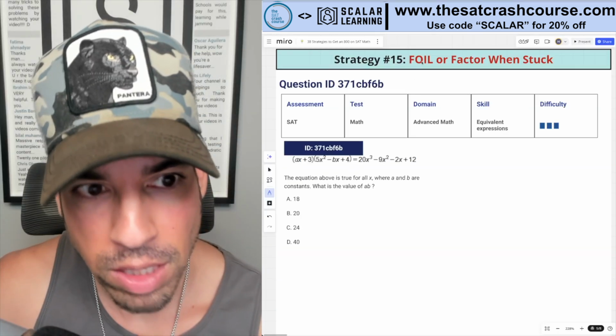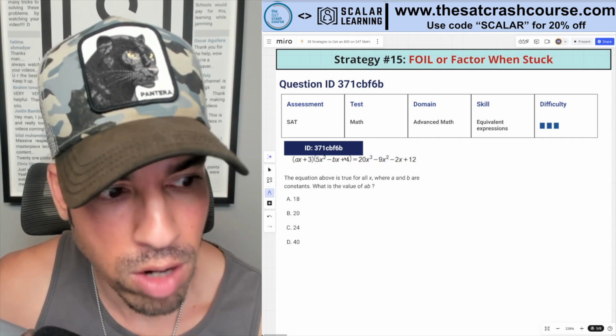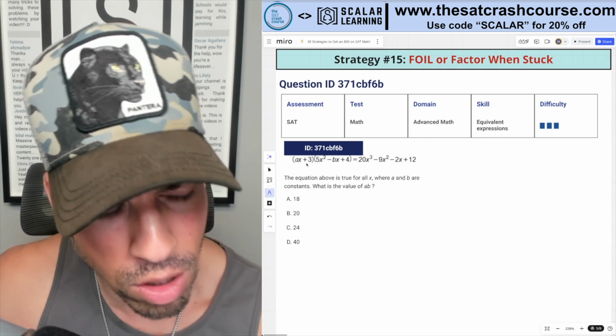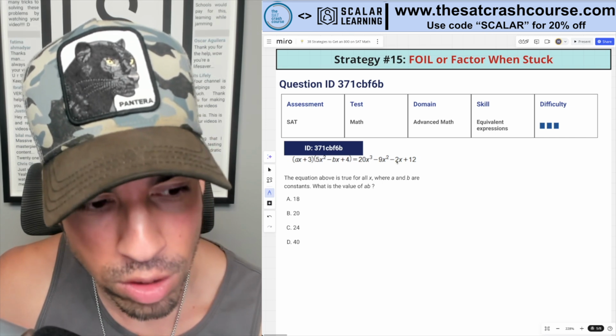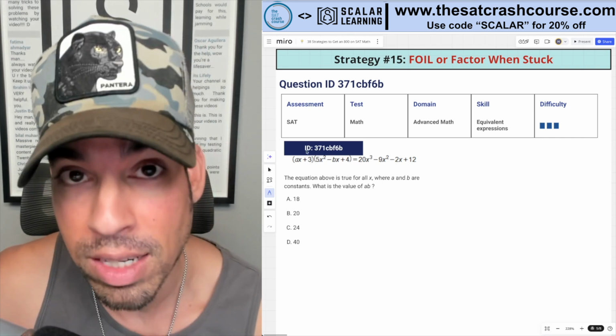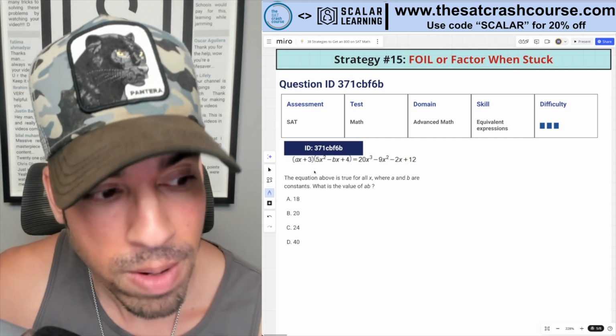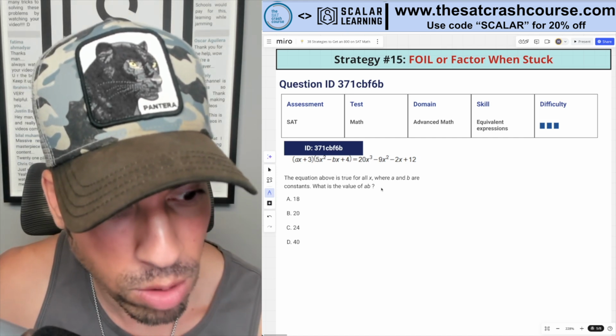Strategy number 15, FOIL or factor when stuck. So sometimes I look at an equation like this, especially for equivalent expressions, and I say, all right, let me get this one to look like the one on the right-hand side. And the way I'm going to do that is I'm going to FOIL it out, and then we can match up like terms to solve for these missing constants. So it's going to work really nicely here.